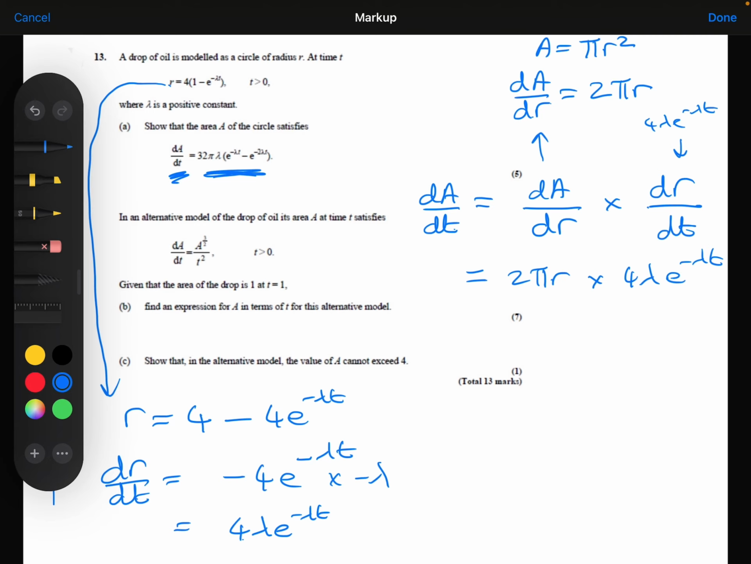I'm now looking to see if I can write it in this form. I can see at the moment that I've got 8 pi r times lambda, so 8 pi lambda r, and then I've got e to the minus lambda t. I've got an r in my answer, and they don't. But that's fine, because I can replace that r with this. So 8 pi lambda multiplied by 4 minus 4e to the minus lambda t, multiplied by the e to the minus lambda t.